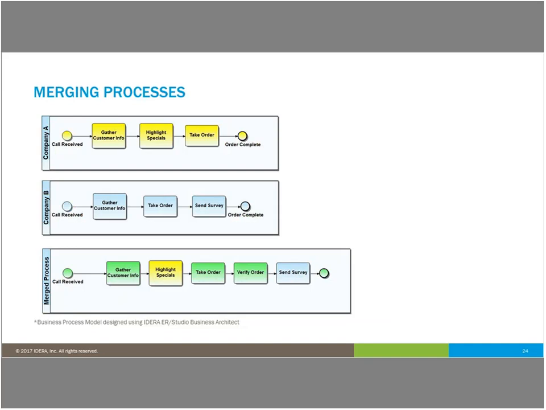And so if you can blend those and combine them together, and you can say, I really like the fact that company A highlights their specials and company B sends the surveys, then I can create a process that is better defined, that has all of those different elements in it, the good elements of both companies. So not only can you reduce the inefficiencies, but you can also find better best practices within organizations.